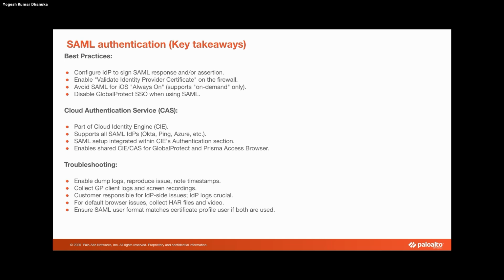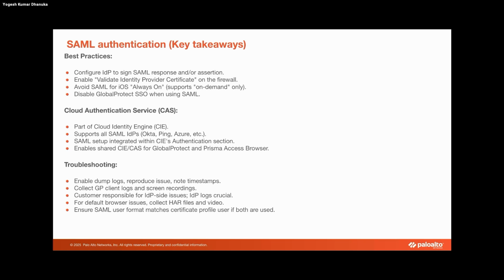For iOS specifically, avoid using always on. So create a different app setting or agent configuration specifically for iOS devices if you use them, either with a different method, or if you're using SAML, then change that to on demand. And for Windows and Mac, disable SSO if you're using SAML. It generally works better. It's enabled by default, but it's recommended to disable SSO for SAML.